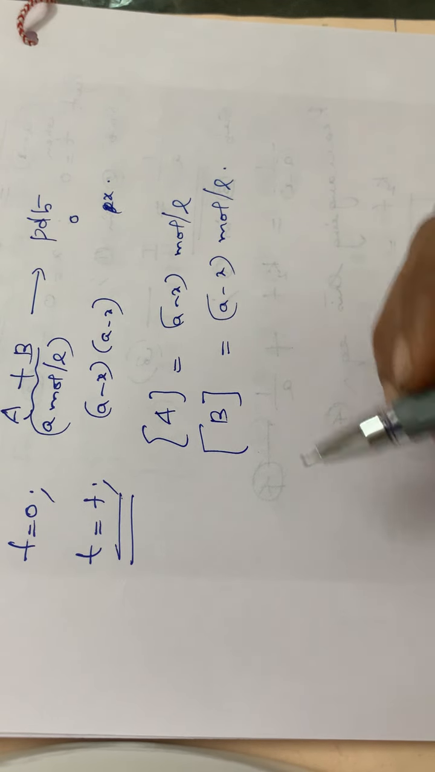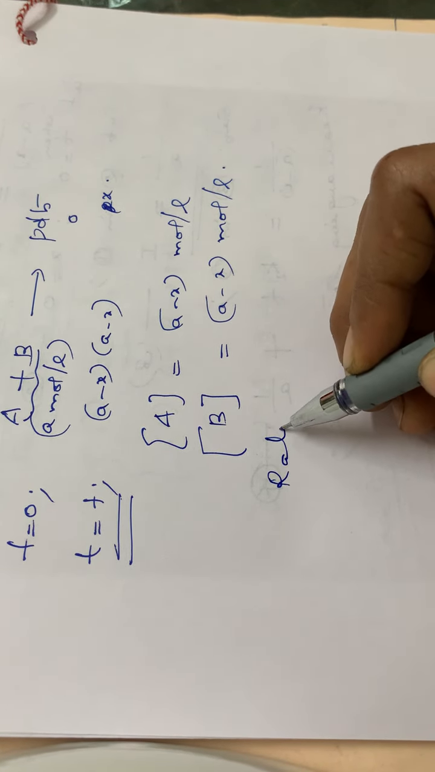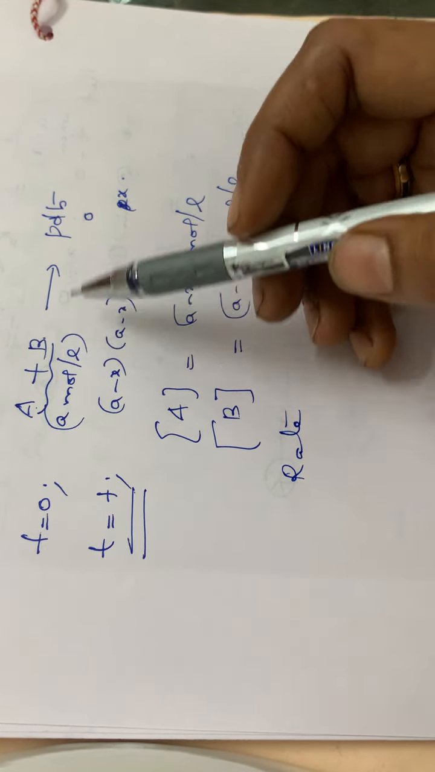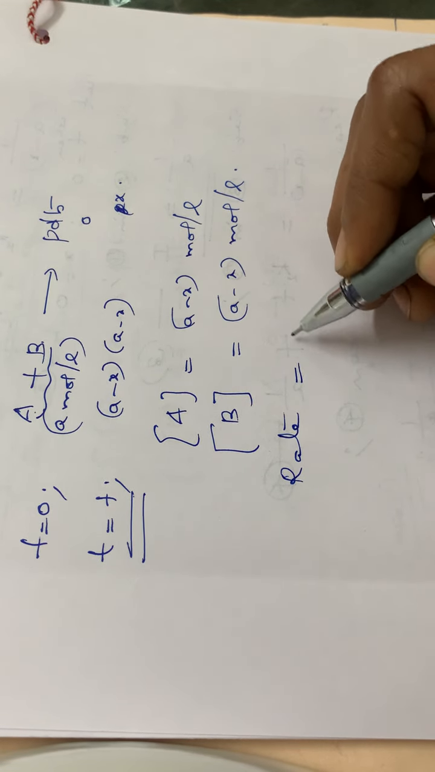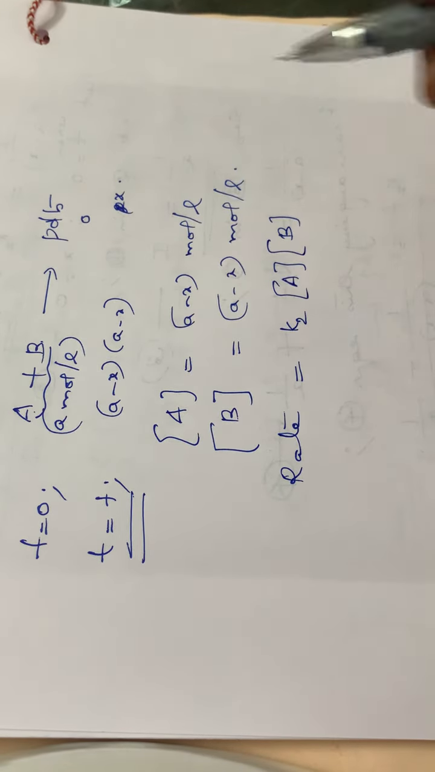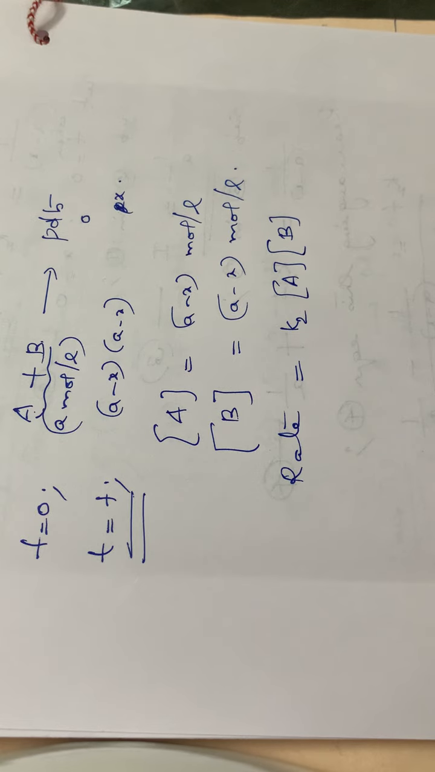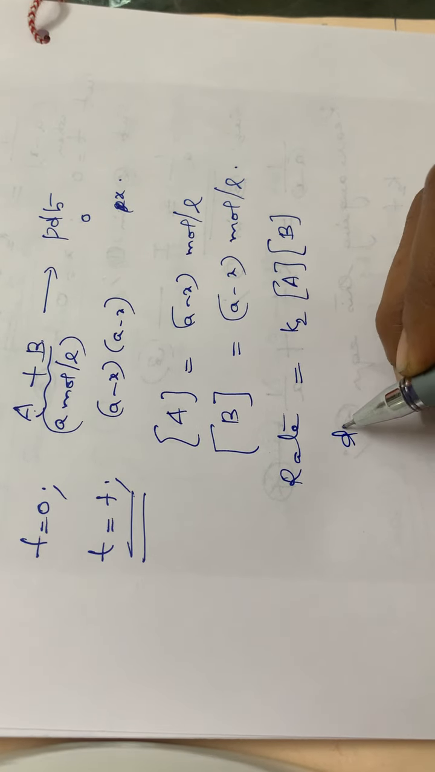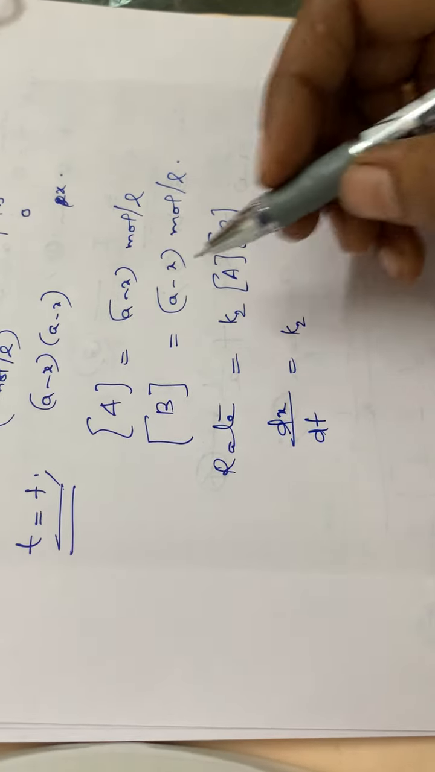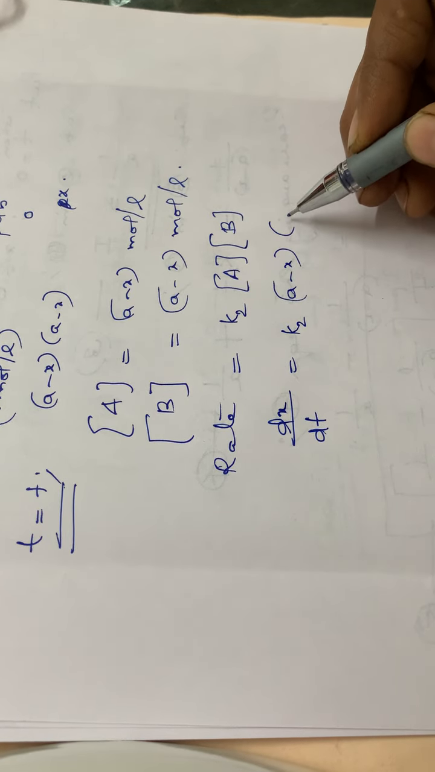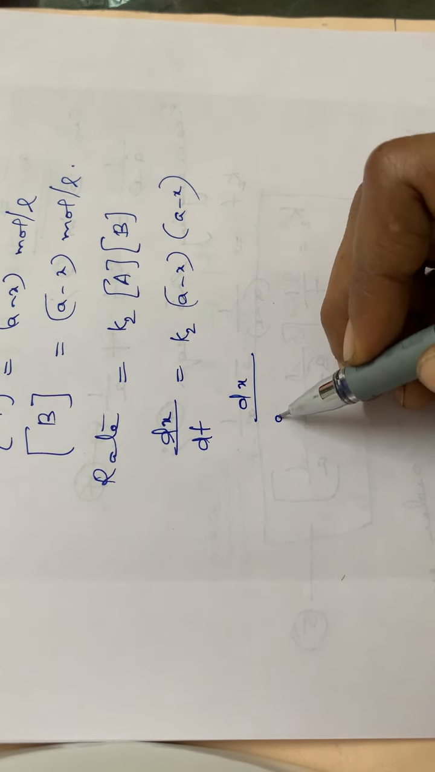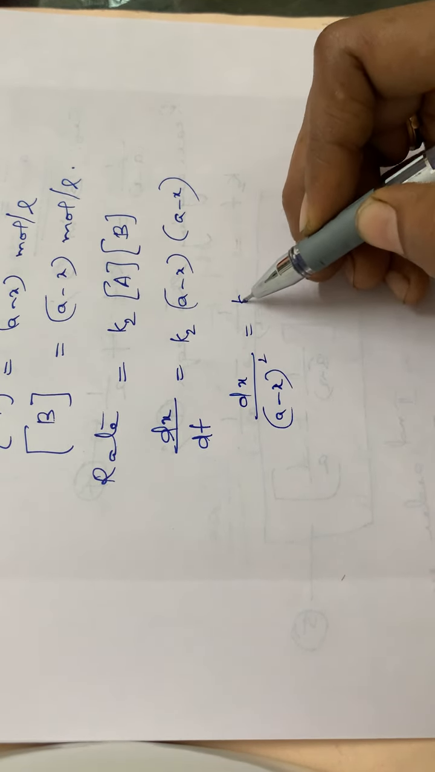Then again you have to write the rate expression. This is the same pattern as in the previous case, isn't it? No difference. Only the reactants are different, but the concentrations are the same. So rate is equal to K2 into concentration of A into concentration of B. Rate is equal to dx divided by dt, that is equal to K2 into (A minus x) into (A minus x). So this becomes dx divided by (A minus x) the whole square, that is equal to K2 into dt.